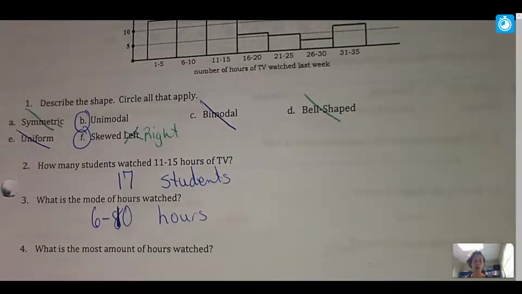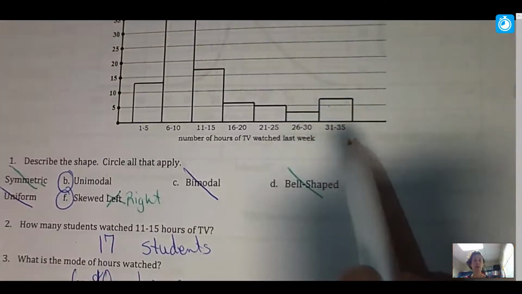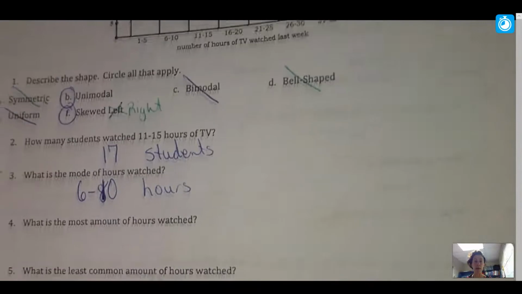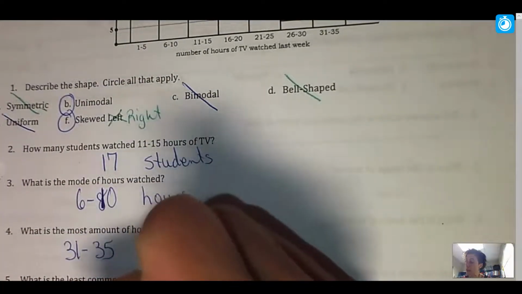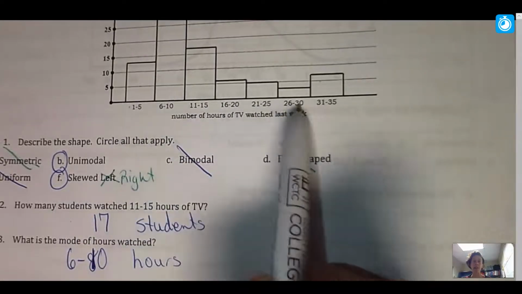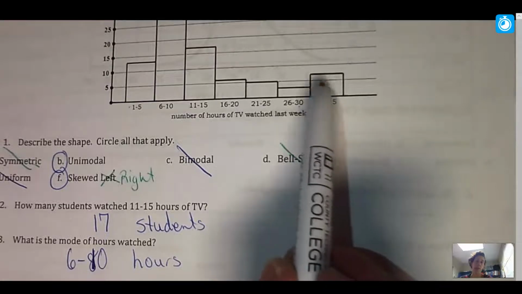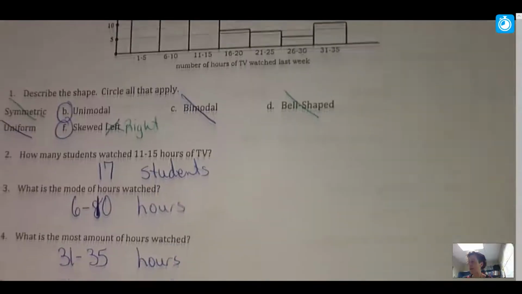What is the most amount of hours watched? So most is not this. This is what most people did. Most hours watched is here. So anywhere from 31 to 35 hours. If you just said 35 hours, I think that would be okay. But I actually don't know if there was anyone who watched 35 hours. I just know, since this is a range of 5 numbers and I have to keep that consistent, that maybe in this bar it was actually 32, 33, not necessarily 35 hours.